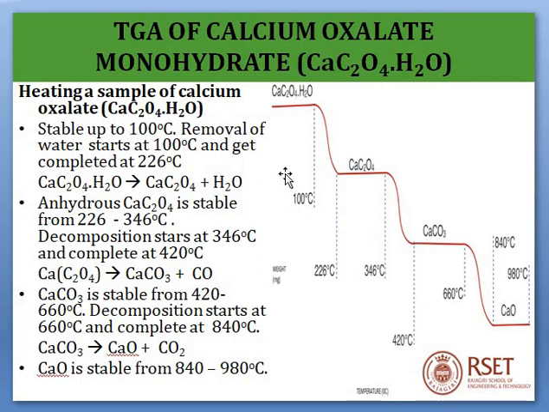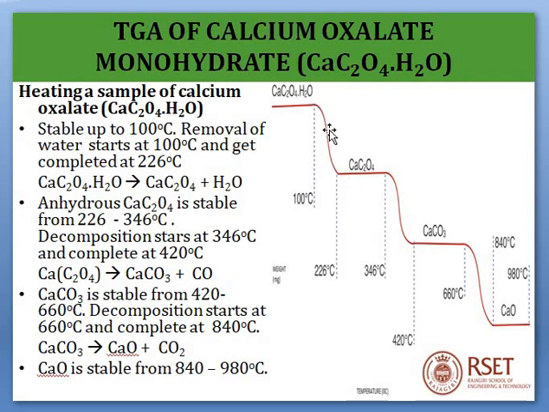The qualitative analysis can be studied by taking an example, that is calcium oxalate monohydrate. First, the calcium oxalate monohydrate is heated in a furnace. Up to 100 degrees Celsius, you can see there is no change in mass. That means the compound is thermally stable. After 100 degrees Celsius, you can see a sudden decrease in mass.